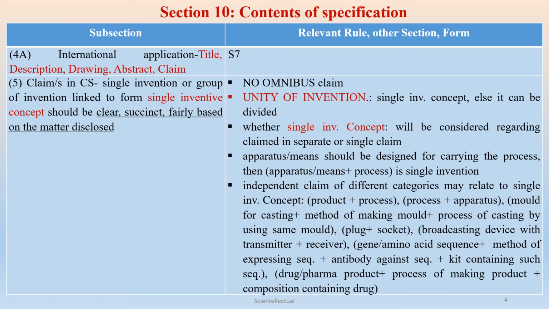There are other examples also. Say product and the process related to the product. Process and apparatus. Mold for casting and process of making mold and process of casting by using same mold will be altogether single invention.